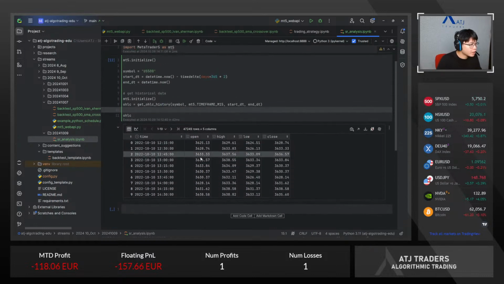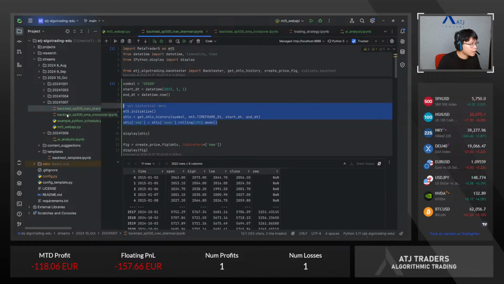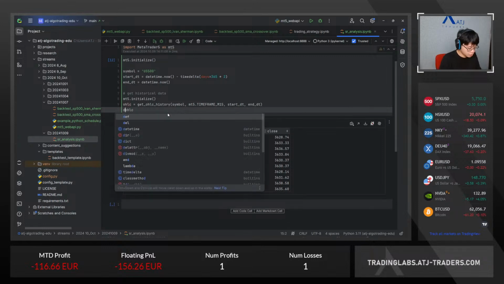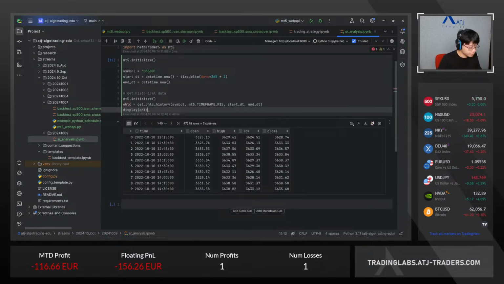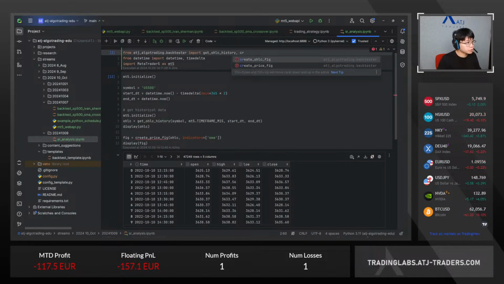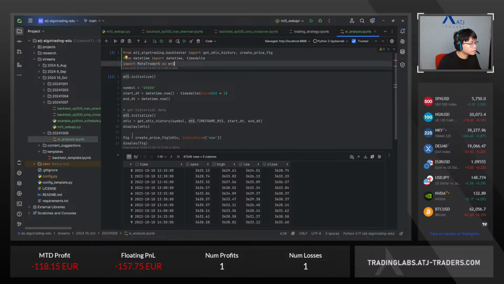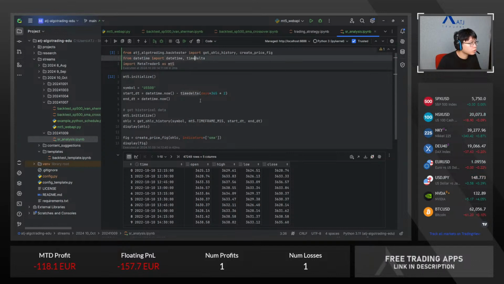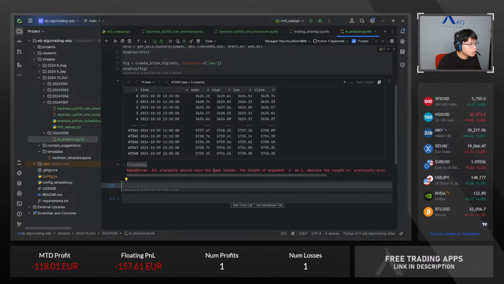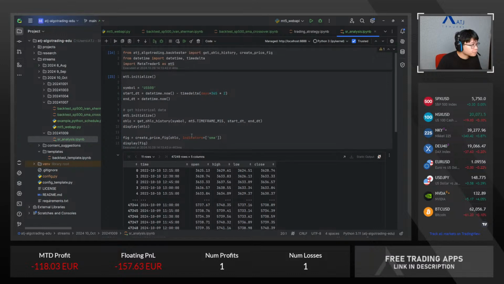Okay, so now we have the open, high, low, close, and let's also show our figure, right? So let's have a look at the OHLC data on the chart. And I will also need to import create price fig from our package, and also we will need to import display, or maybe it's already imported. Let's try. Oh, all right, yeah, I added an indicator here.